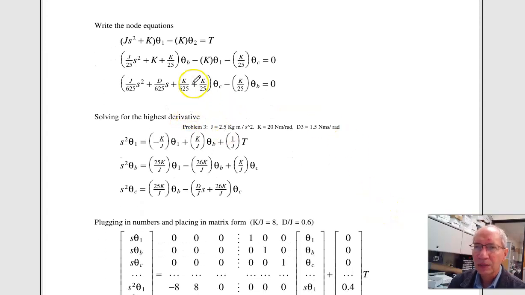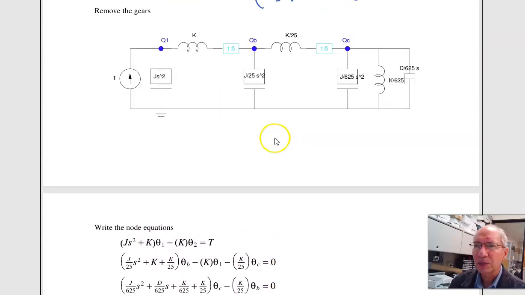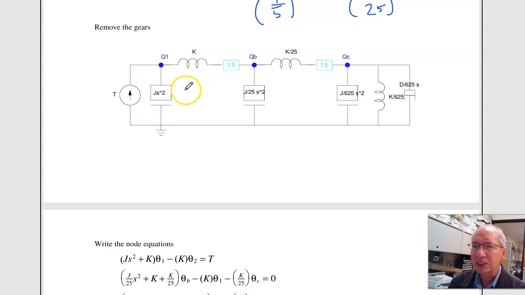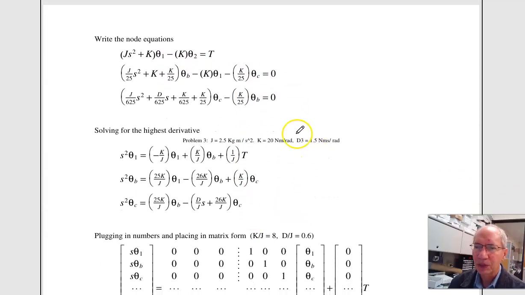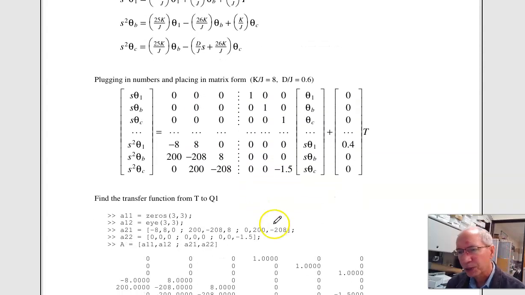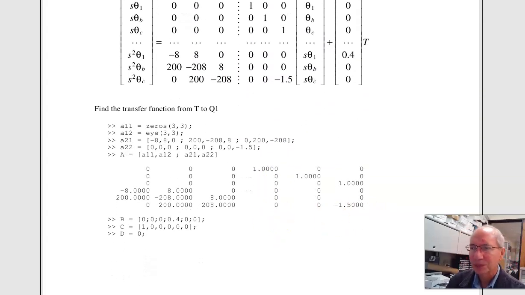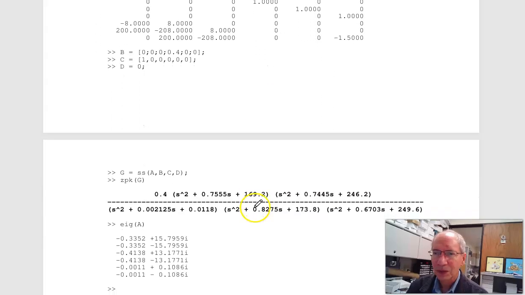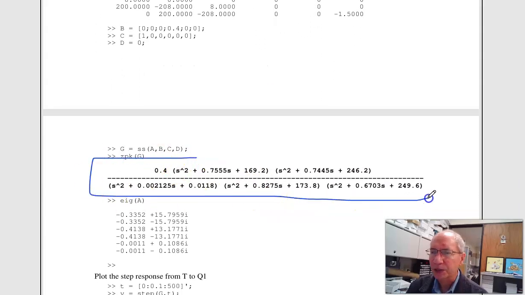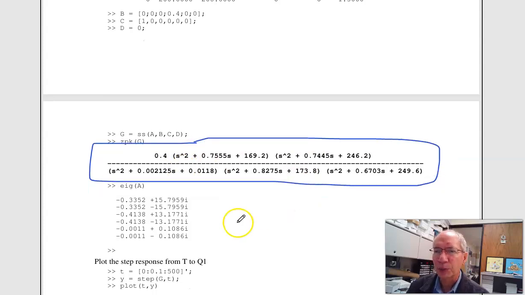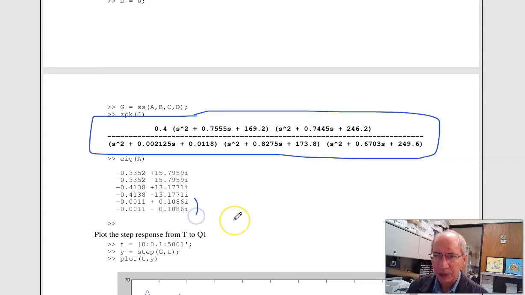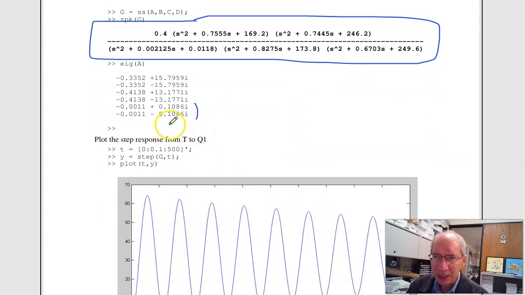So I have my 3 differential equations, ones that just have 3 nodes. All the admittances attached to the node times theta 1 minus the admittances between 1 and 2 times theta 2. Second node, third node. Solve for the highest derivative. Put it in matrix form. Throw it in MATLAB. And poof, there's your transfer function. Eigenvalues or poles. Here is the slowest eigenvalue. Take the step response. This is oscillating at 0.1 radian per second. Decaying is e to the minus 0.0011 t.